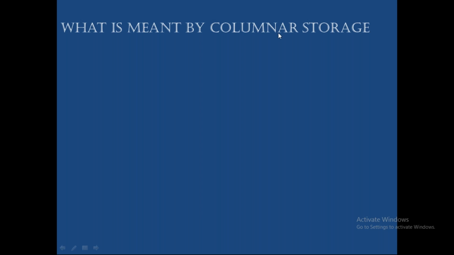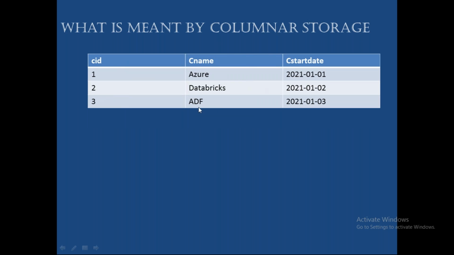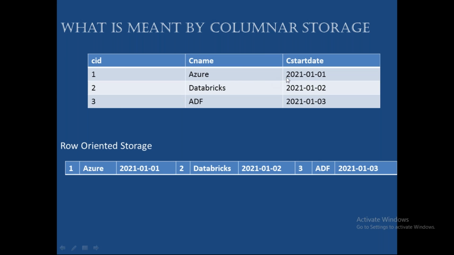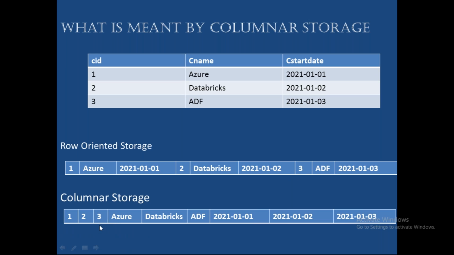Now you see what is meant by columnar storage, right? Let's say you have tabular data here. Row-oriented storage means one row holds course ID, course name, and course start date. This is one row, second row, third row. You store data like this, row wise. Column storage means data is stored column by column: 1, 2, 3, then the course names such as Azure Databricks, then the start dates.